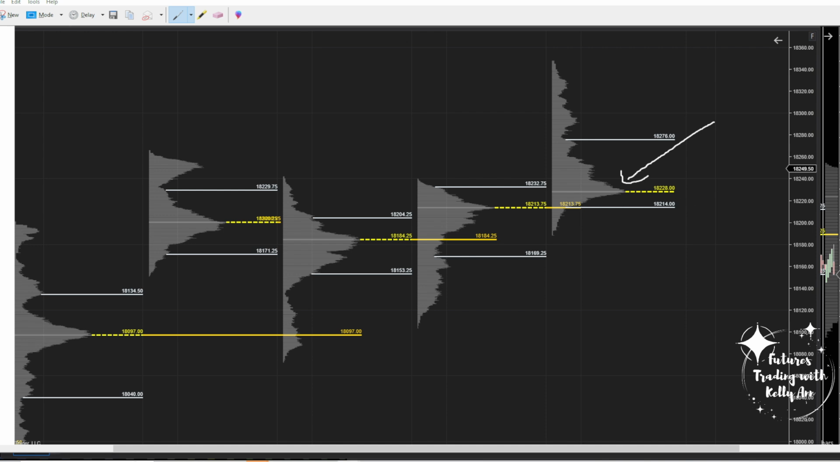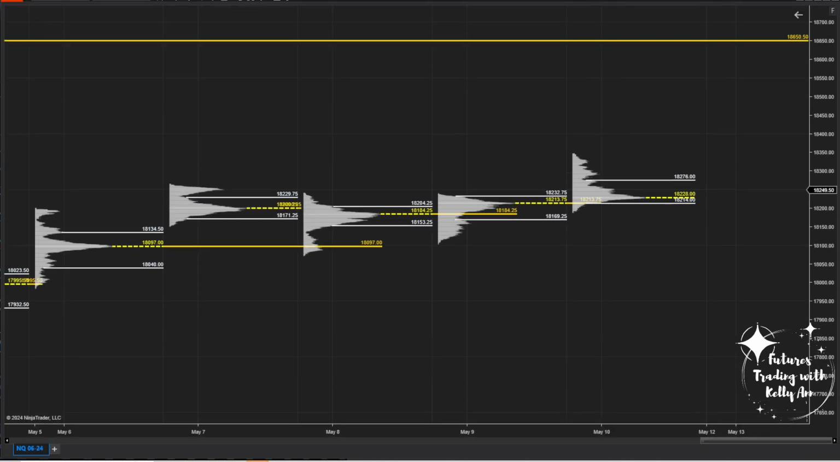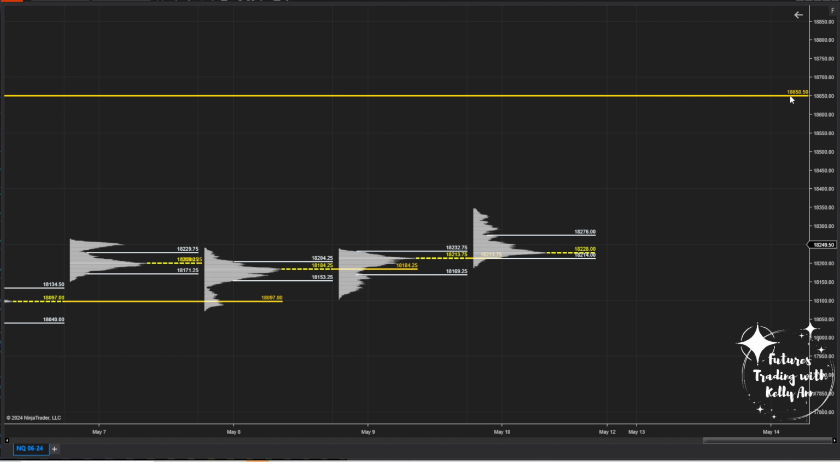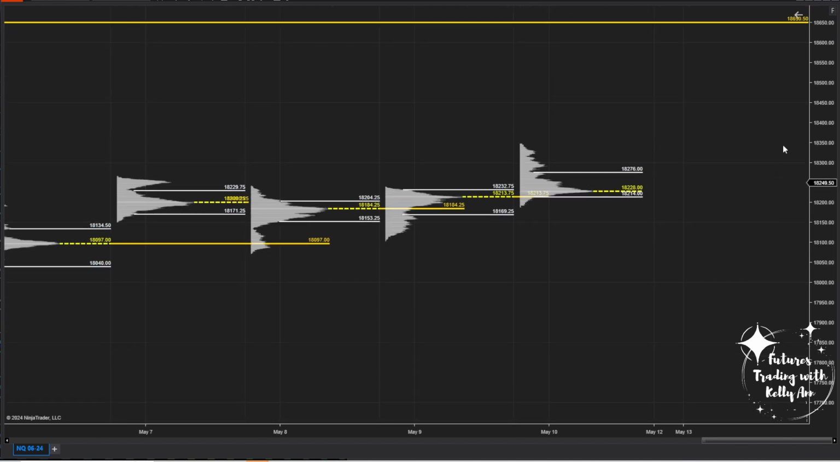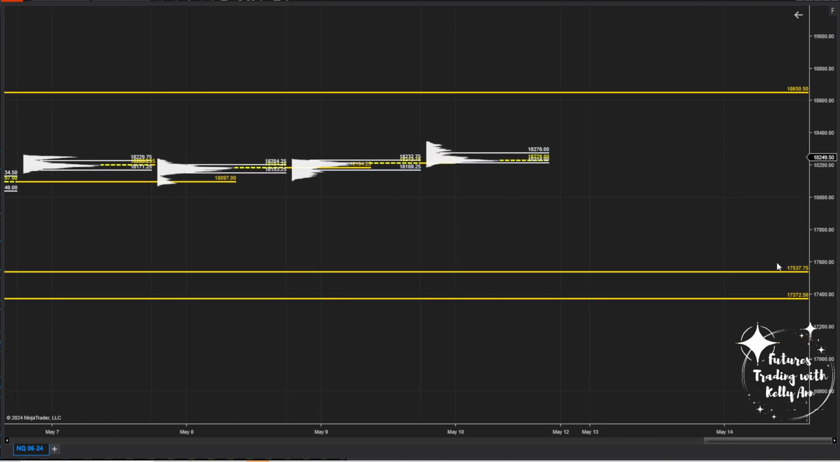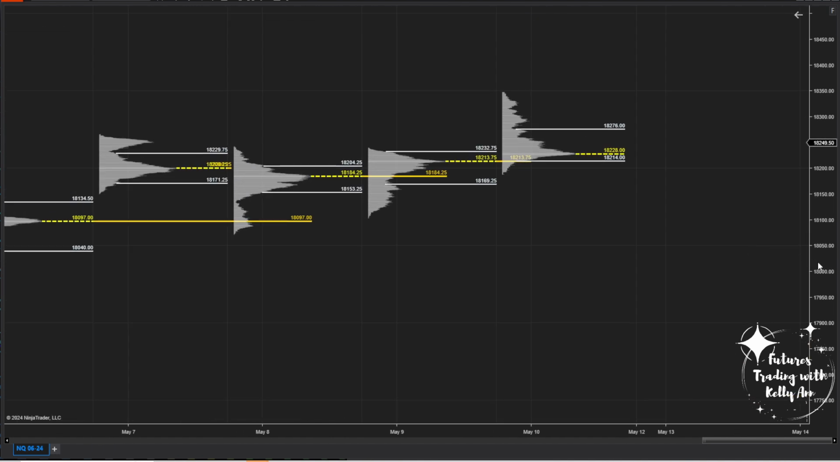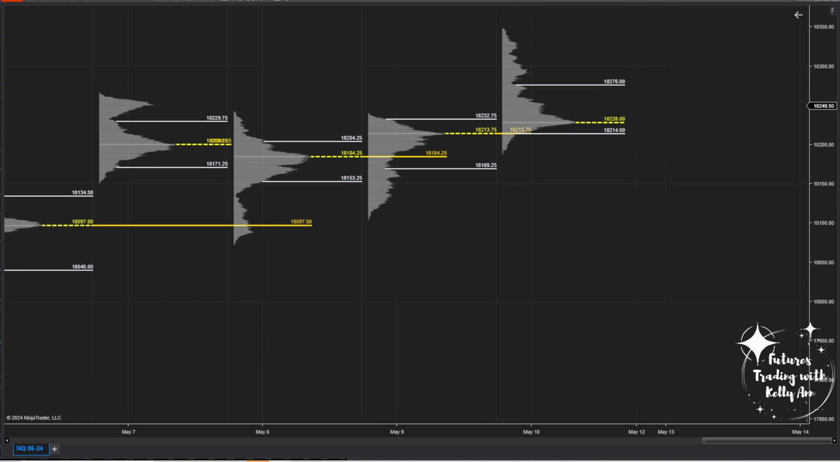You also hear people talk about naked POCs. And those guys look like this. They are solid yellow lines on my chart. This was a naked POC which has been retested. Let me find you one that's not. Here we go. We've got a naked POC up here at 18650.50 that hasn't been retested yet. I'm sure we have some below too. Correct. We've got one at 17537.75 and 17372.50. So those are what is referred to as naked POCs.